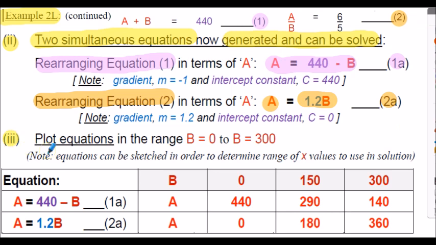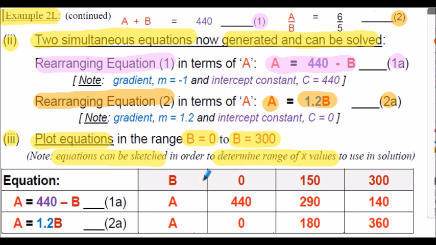Step 3, we need to plot the equations over a range, and the range given here is B equal to 0 to B equal to 300. In this case, we will plot A on the vertical axis, the y-axis, and B on the horizontal axis, the x-axis. And again, we can sketch the equations in order to determine the range of x values, or B values in this case, within which the solution can be found. I'll show you the sketching process on the next slide.